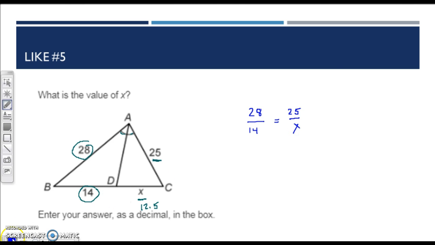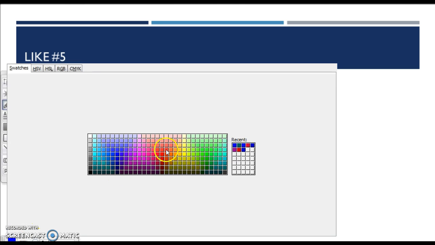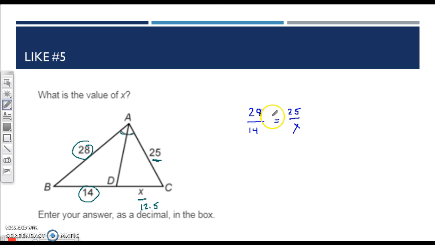All right, what do I do next? Oh yeah, if you said cross multiply, you are exactly right. I'm going to cross multiply. So I'm going to say that 28x equals 14 times 25. And I'm going to go ahead and break out my calculator to make sure I get this right. So I'm going to put in my calculator 14 times 25.